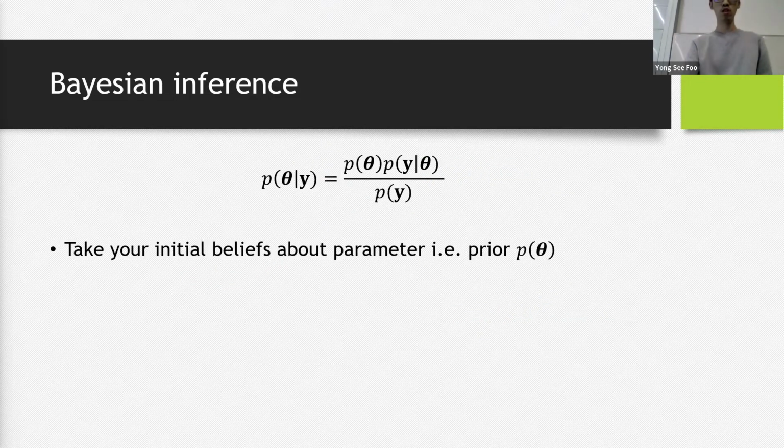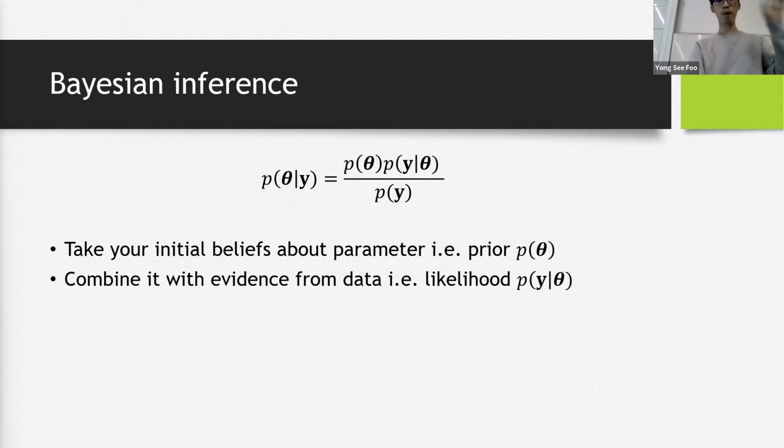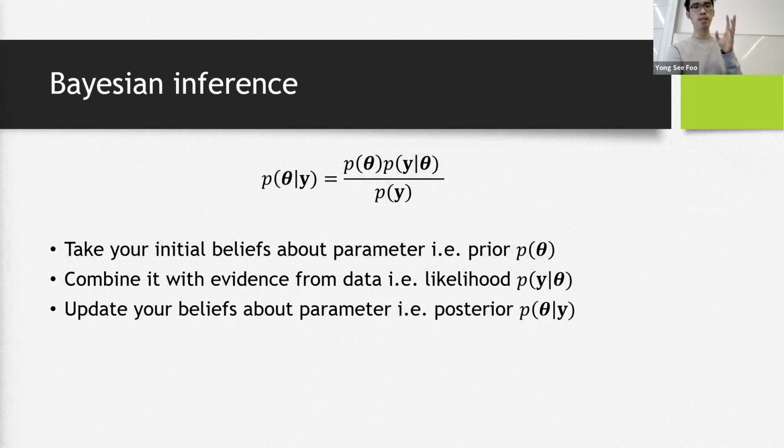All right. So how do you do Bayesian inference? Again, as a summary, if you look at the top bit, you want to take your initial beliefs about the parameter, that's the prior. You combine it with the evidence from the data, that's the likelihood. You will have to do some sort of scaling because of the bottom bit, and it doesn't have the theta, that's why it's just a scaling factor. And then you get to update your beliefs about the parameter, that's the posterior.